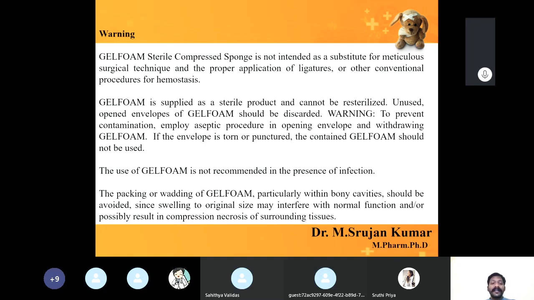It is for minor wounds and cuts that you can use your gel foam sterile compressed sponge. It is not at all a substitute for any sort of surgical techniques or ligatures. For example, if a person met with an accident and hurt himself badly, you need to go for sutures and ligatures. In such conditions, you can't leave out sutures and ligatures and just apply the gel foam, that would not be sufficient. It is not a substitute. The surgical technique should go as such and your gel foam should go in a different way. Gel foam is only meant to absorb your blood and fluids and to stop your bleeding, to a little extent, not to a major extent.